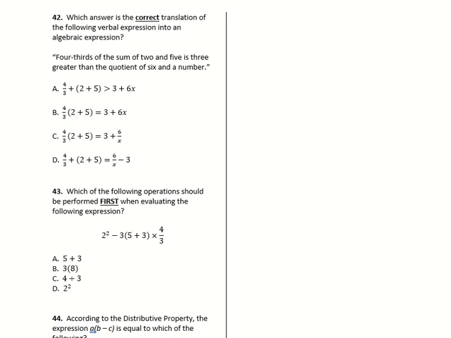B, 4/3 times the quantity 2 + 5 = 3 + 6x. C, 4/3 times the quantity 2 + 5 = 3 + 6/x. D, 4/3 + (2 + 5) = 6/x - 3.